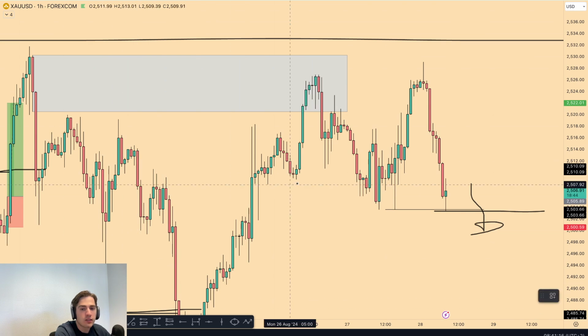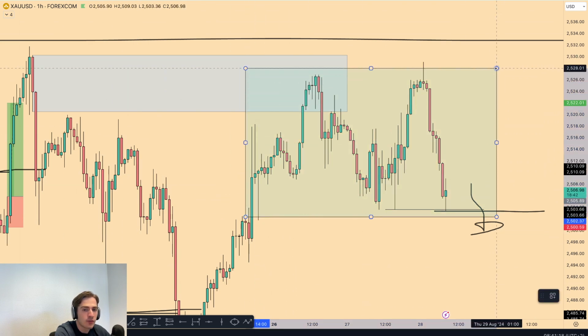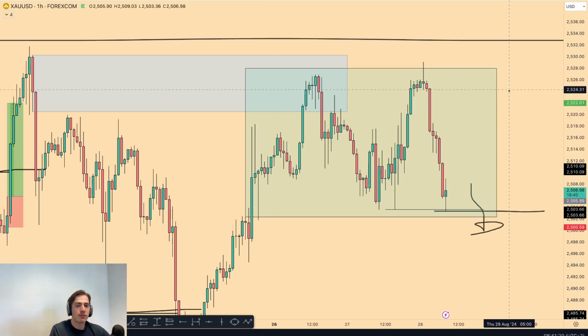So for me, I'm just sitting this one out on gold. I'll be waiting until we kind of get out of this range. That is my game plan for now. I'm focusing more on those dollar pairs, such as, for example, EURUSD.